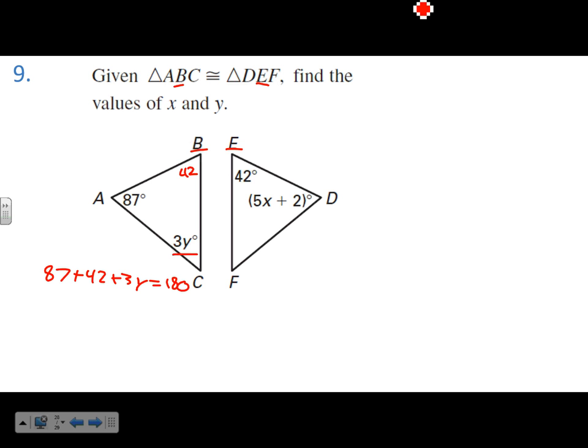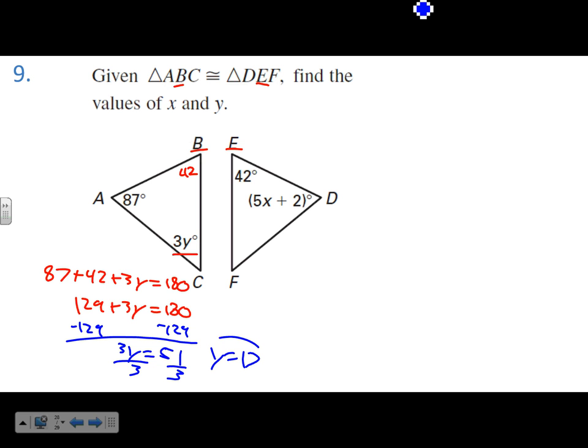So when you combine your like terms, that's 129 plus 3Y is equal to 180. Subtract 129. 3Y is equal to 51, and when you divide both of these by 3, you get Y is equal to 17. So now to solve for X, there's two different ways to do this.